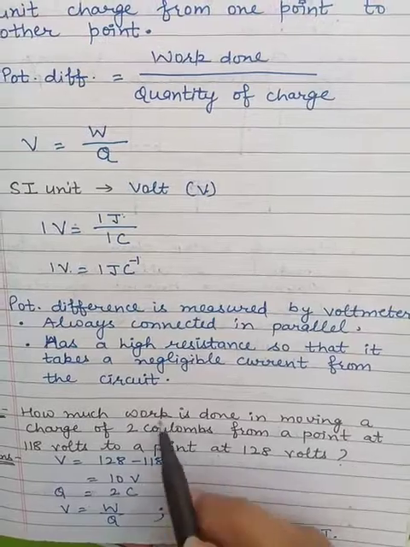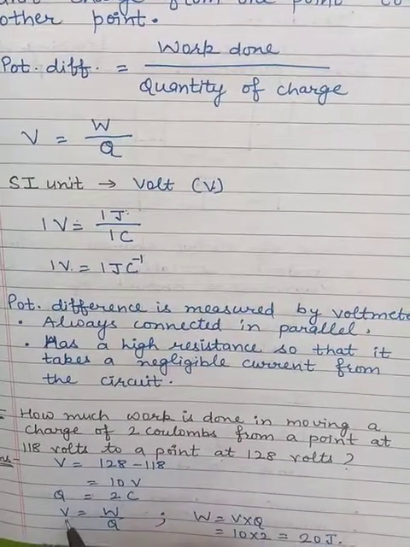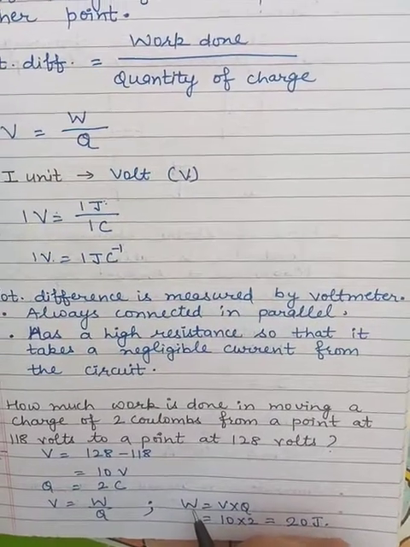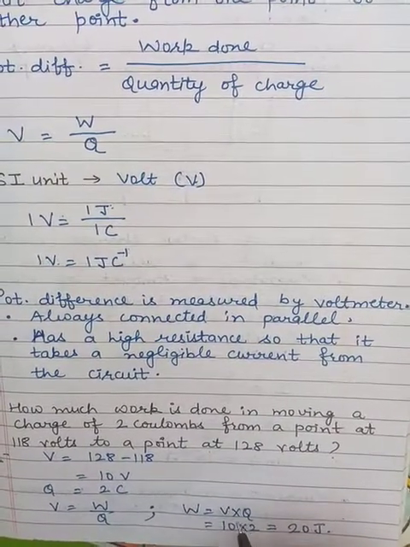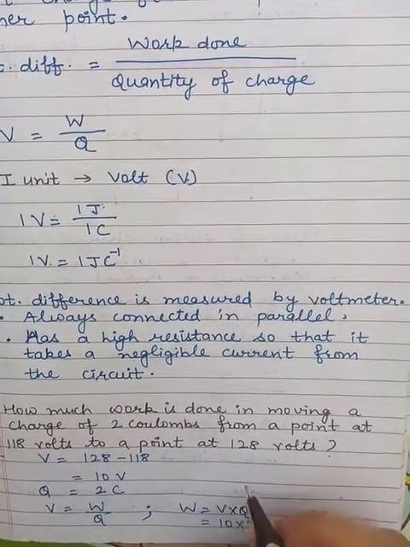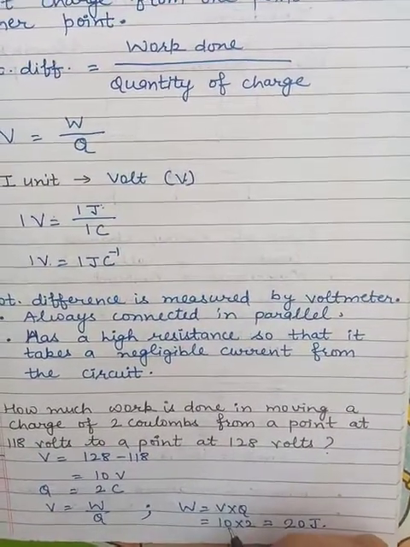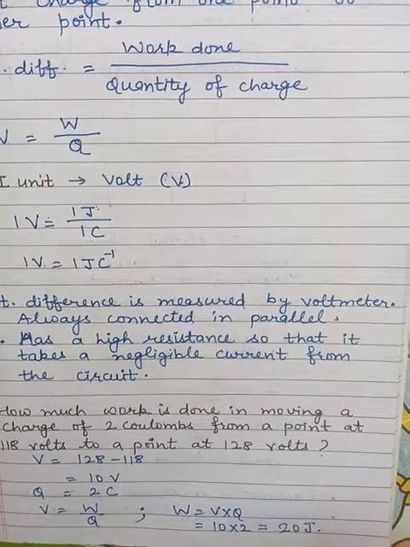Q, we have 2 coulombs. It is given in the question, 2 coulomb. We have V is equal to W upon Q, and we have to calculate the work done. So W is equal to V into Q. This V is 10 volt and Q is 2 coulomb. So we have 10 into 2 is equal to 20 joule.